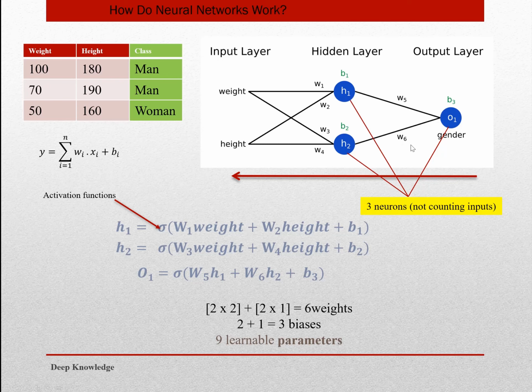For a big network, we have the number of inputs, which is 2, and the number of connections. For example, this is connected to this and to this one. So it means 2 multiplied by 2, plus 2 multiplied by 1. It's 6 weights, plus the biases. Don't forget to add these biases: 1, 2, 3. It means 9 learnable parameters.